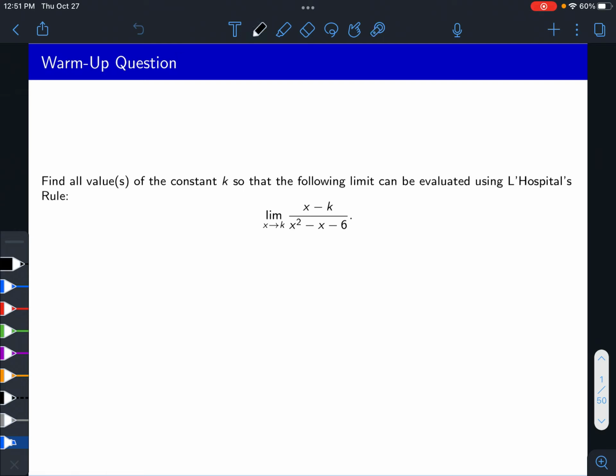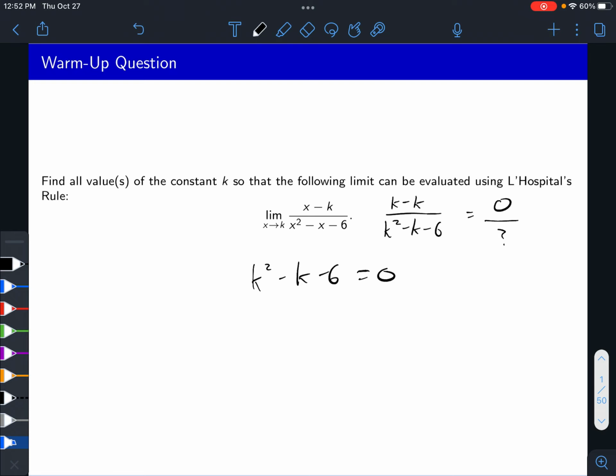So if x is approaching k, then our limit would be of the form k minus k over k squared minus k minus 6, which should be 0 over something. And so if we're going to be able to evaluate this using L'Hopital's rule, then this has to be of the form 0 over 0. And so k squared minus k minus 6 has to be equal to 0.